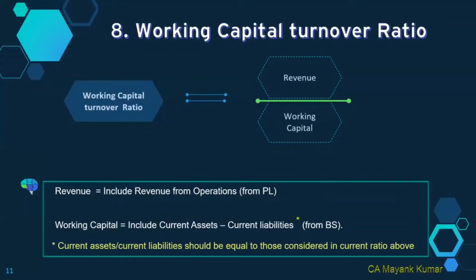Next is working capital turnover ratio, which depicts how efficiently the company is churning its working capital. It is calculated by dividing the revenue by working capital. Revenue means revenue from operation from the profit and loss account. And working capital here means current asset minus current liability. Please remember that current asset minus current liability will be the same that has been used for calculating the current ratio.